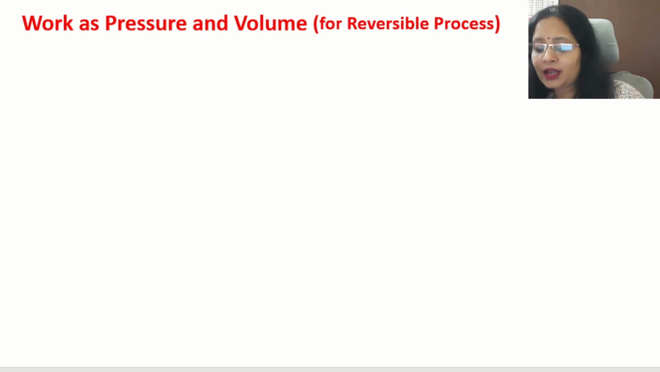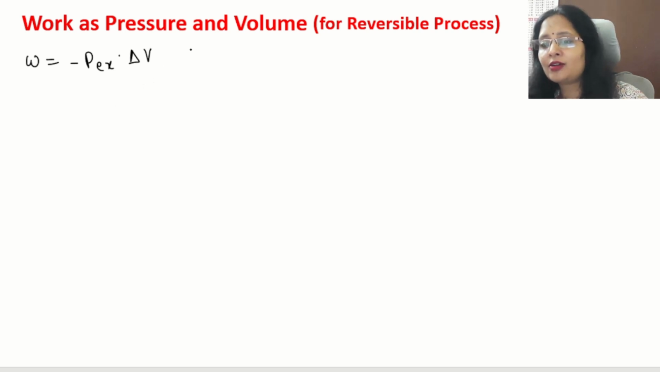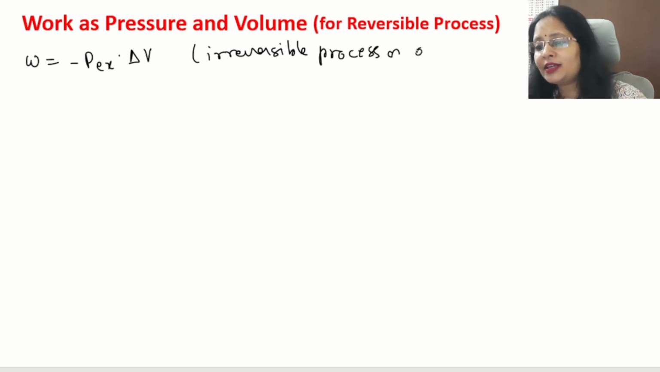Friends, in Part 5, we studied that W is equal to minus P external into delta V. We already studied that this is called an irreversible process, or we can say a one shot process.